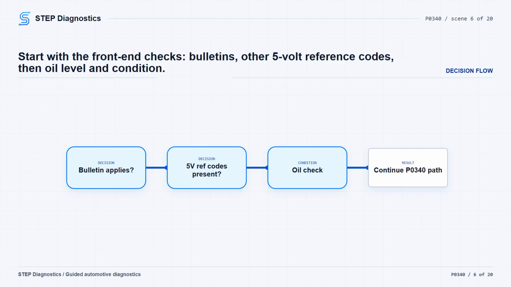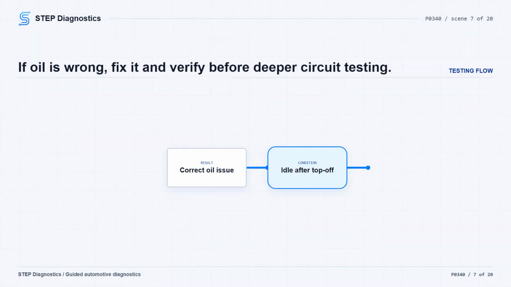Next, with the ignition off, check engine oil level and condition. Low oil, dirty or aerated oil, deteriorated oil, incorrect viscosity, oil pressure out of specification, or an incorrect oil filter can affect cam phaser operation and lead you into the wrong diagnosis. If an oil issue is found, repair it as needed.